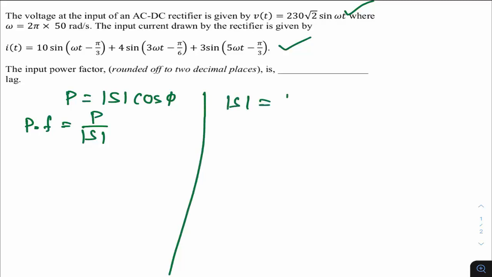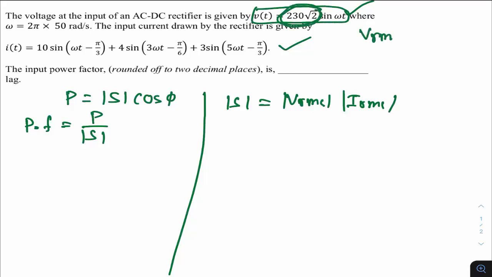S is given by the product of V RMS magnitude into I RMS magnitude. If I ask you what is V RMS, this Vt is in the time domain form, and this is the amplitude in the peak form. So V RMS magnitude is given by 230 root 2 divided by root 2, because if you know the peak amplitude in a sinusoidal case, to get its RMS you have to divide by root 2. The root 2 cancels, so this happens to be 230. So in place of V RMS, I am writing here 230 into I RMS.